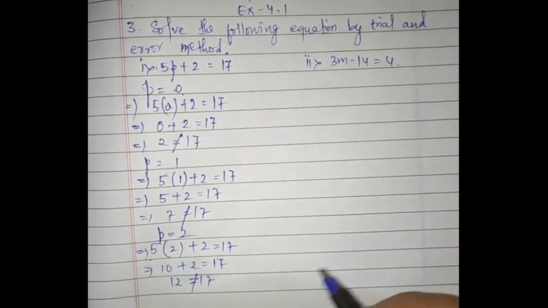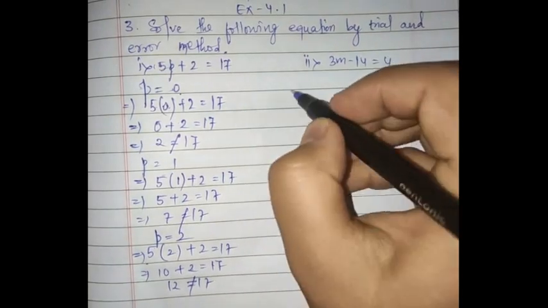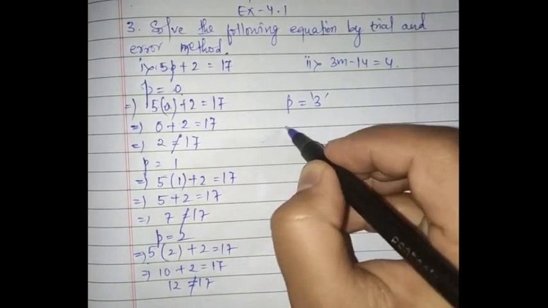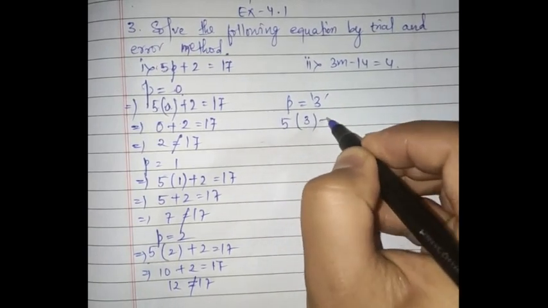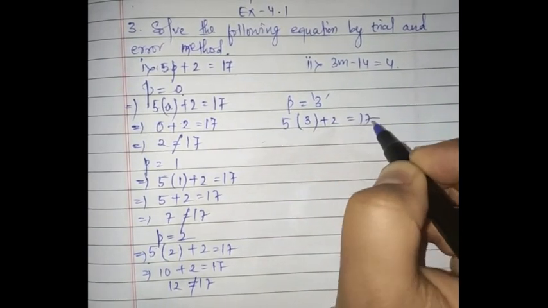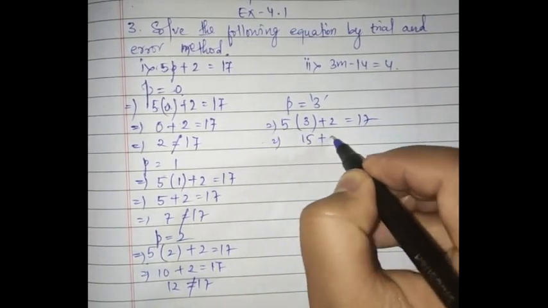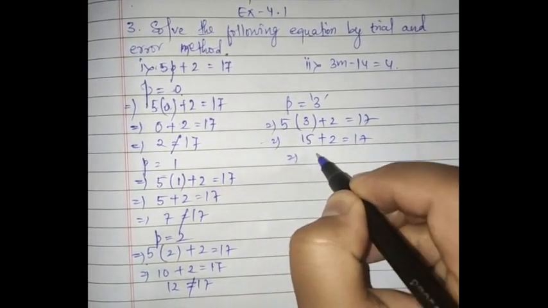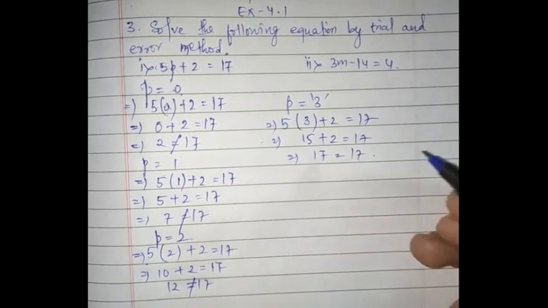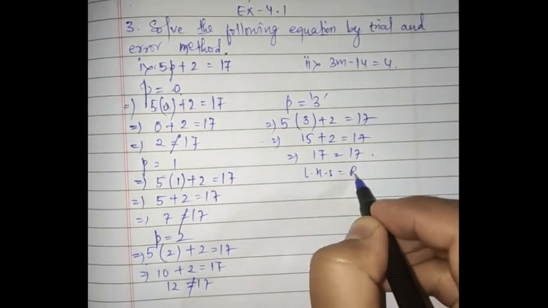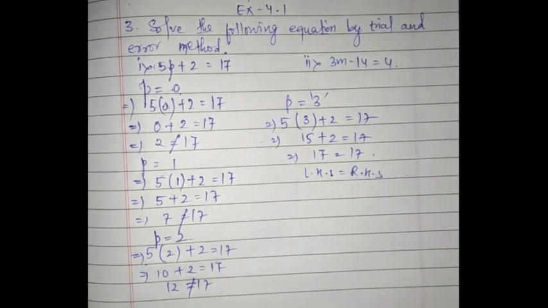Alright, so we have to try with the next one. Let us try with P with the value 3. So 5 × 3 + 2 is equal to 17. 5 × 3 is 15, plus 2 is equal to 17, which is 17 equals 17. Now, yes, we got the value: LHS is equal to RHS, left hand side is equal to RHS, with the value 3.